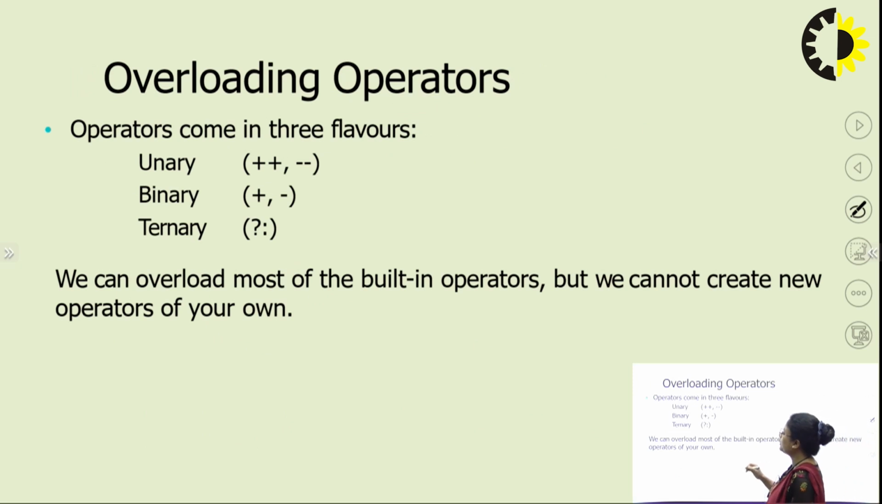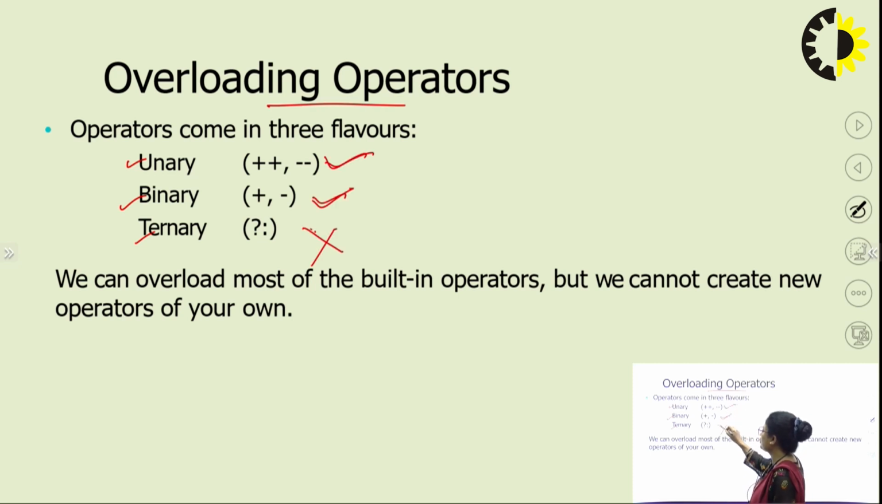When it comes to operator overloading, we know that operators are of three types: unary, binary and ternary. Unary works on one operand, binary on two operands, and ternary on three operands. We can overload unary and binary operators, but we cannot overload ternary operators. This is one point which we need to remember as we proceed with operator overloading.